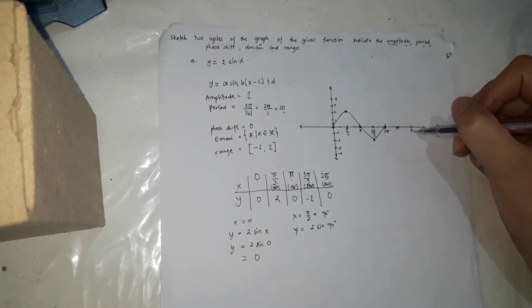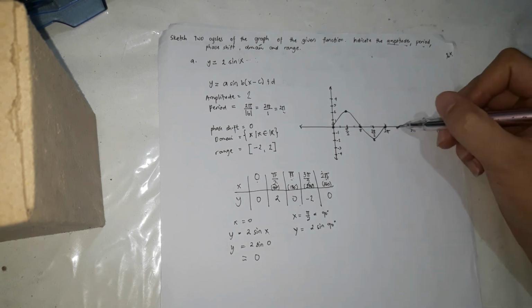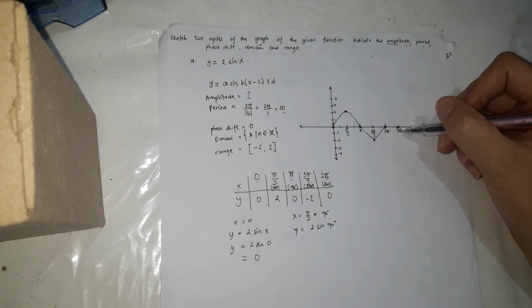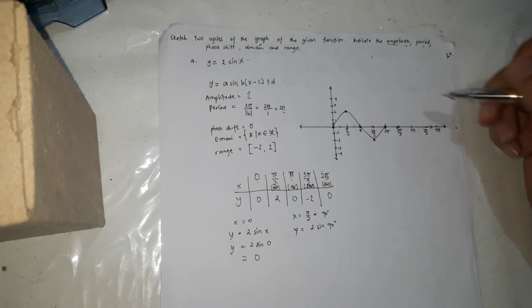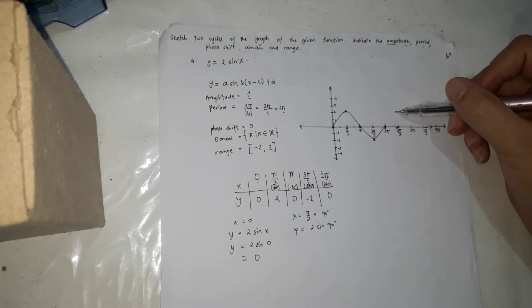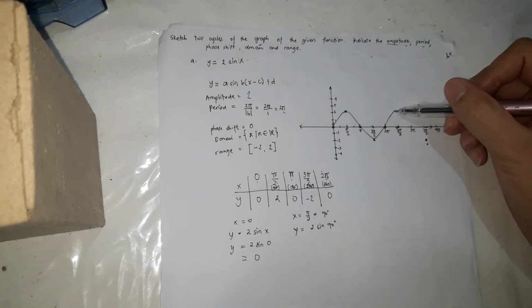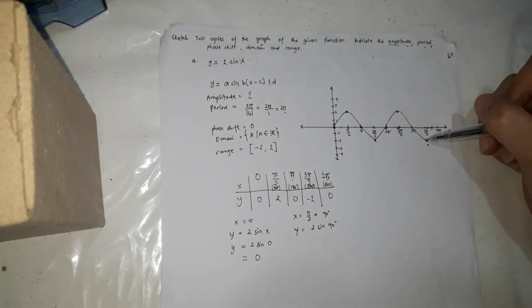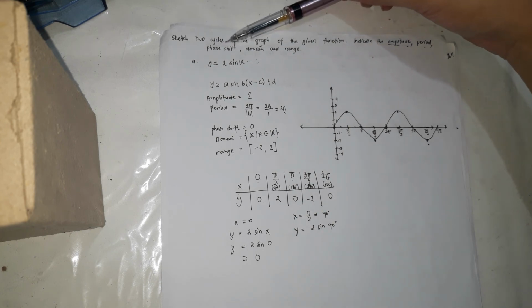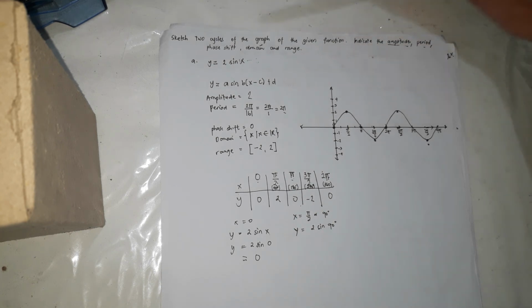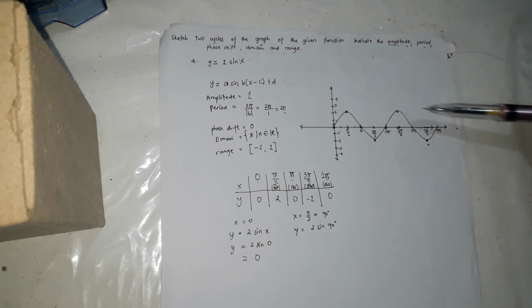This is 1 cycle. If it continues, this is 3 pi, 4 pi. So this is 5 pi over 2, 7 pi over 2. If you're going to continue this, this is what happens. Is it straight? Just continue. This is 2 cycles. So this is now our graph, because what is asked is 2 cycles. This is the first cycle, this is the second cycle. So this is our graph. That's how we are going to graph circular functions with sine and cosine.